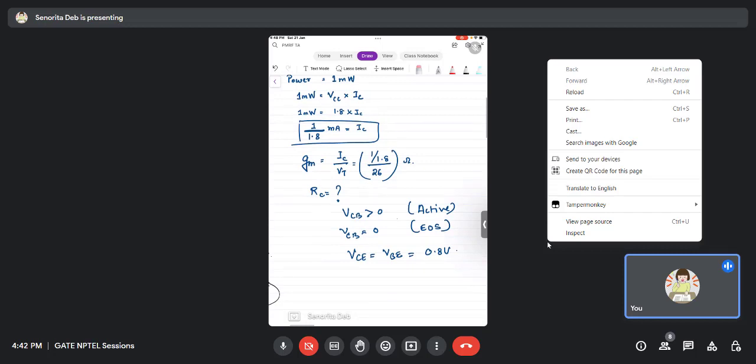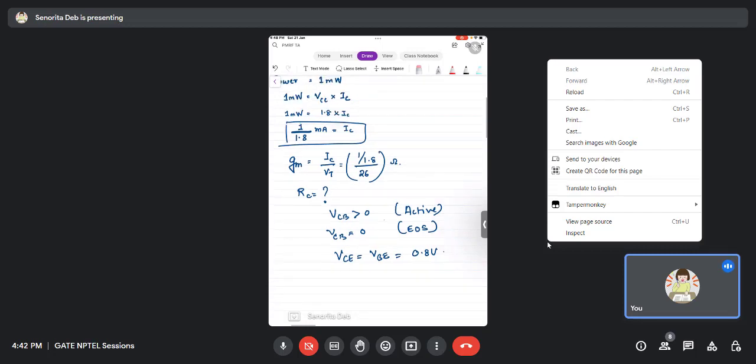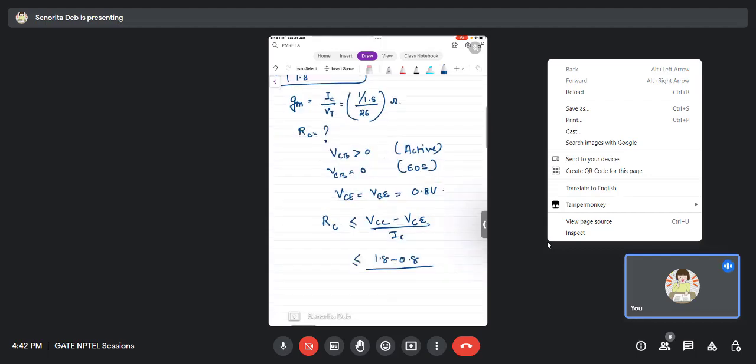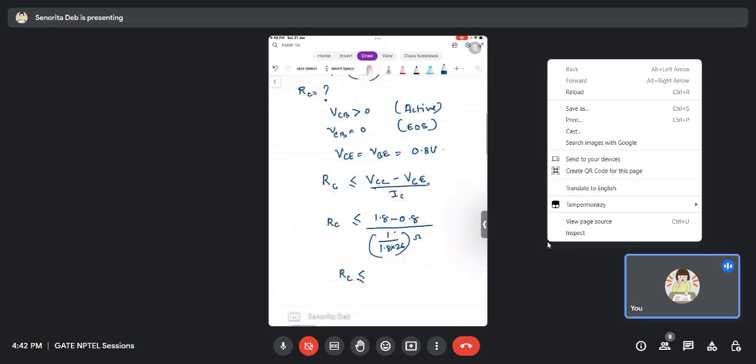And therefore what will be RC? RC should be anything which is less than or equal to VCC minus VBE by IC, because that voltage drop has to be less than the voltage drop of VCC minus VCE. So let me write VCE first, otherwise you will get confused. Then I am putting the values: 1.8 minus 0.8 upon 1 upon 1.8 into 26, this much ohms. So solve this and tell me what you are getting. RC is less than or equal to what?